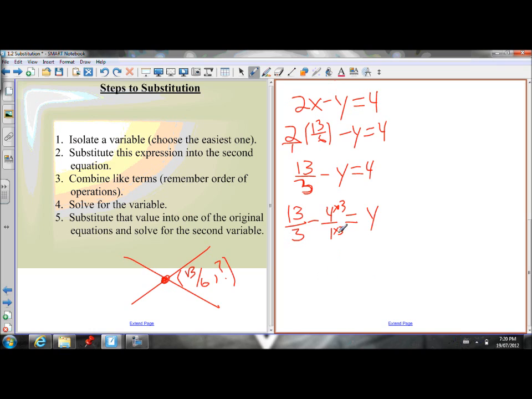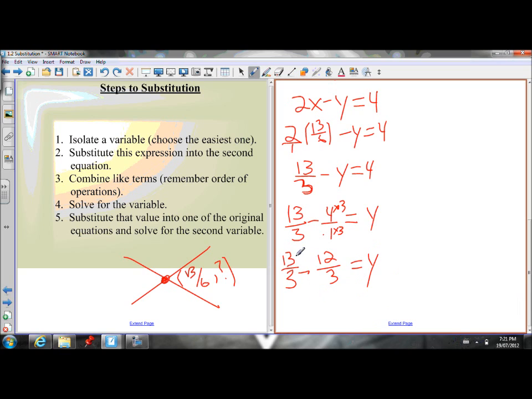I have to remember to multiply the top by 3 as well. That way we're not changing the value of this fraction, we're keeping it the same. If I just multiplied the bottom to get a common denominator, it would change the whole value of this fraction, and then our answer is no longer valid. If we're going to multiply the bottom by 3, we also have to multiply the top by 3 to keep the ratio equivalent. So 13 over 3 minus 12 over 3 equals y.